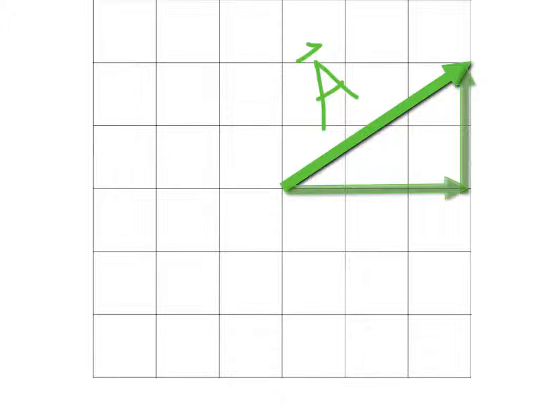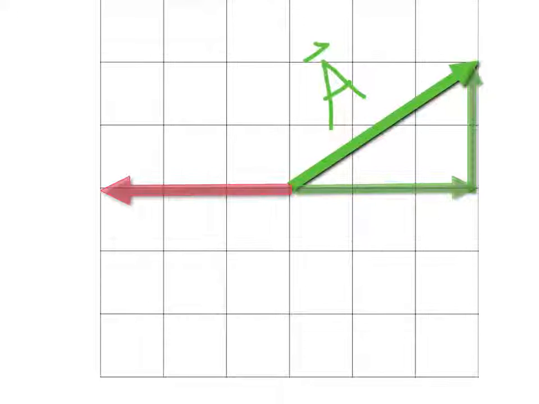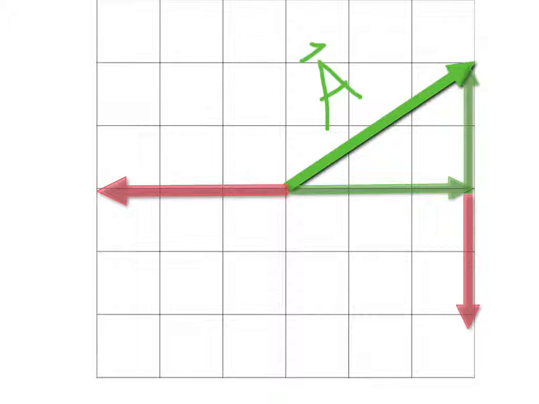To negate vector A and make a vector that is the opposite, all we'll have to do is take the opposite of each of its components. That'll look like this. Flip the horizontal component around and you get a vector that looks like this. That's one component of our negated vector A. We can do the exact same thing with the vertical component by flipping it upside down as well.